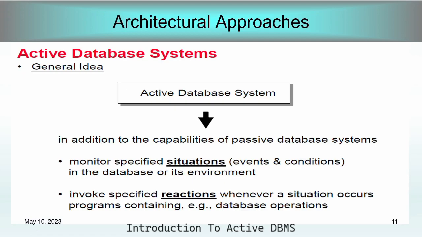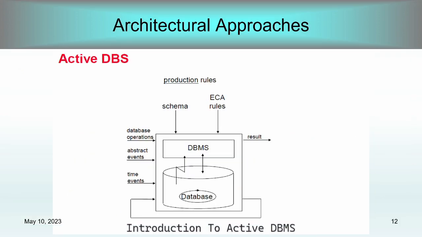So you can summarize an active database system as a system which has an additional capability over a passive database system. You can specify that there is some situation which needs to be monitored, and you can invoke a specific reaction whenever that situation occurs in the program, or it can be related to some database operations. So the active DBMS structure has database operations, abstract events, and time events. Everything is integrated into a database.